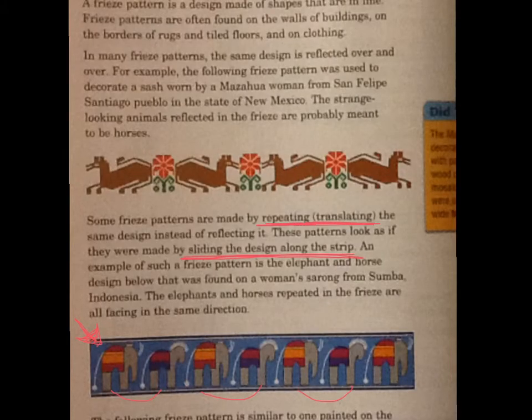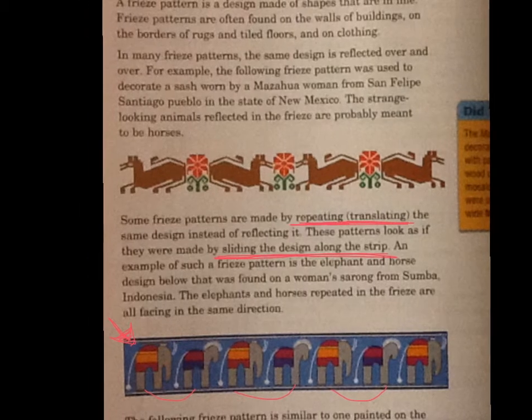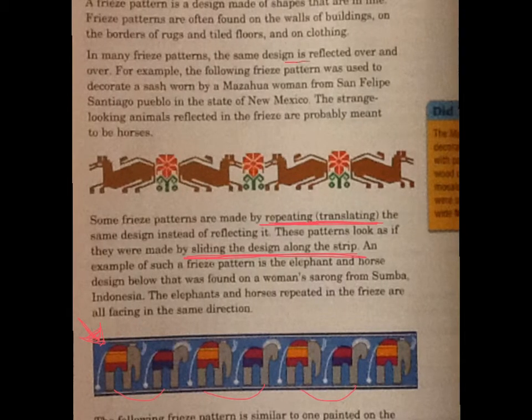And in the one above, the same design was reflected over and over. So that's what we're used to using those mirrors. If we look down here, our line of reflection would go right through that flower each time, and that image would be reflected across.